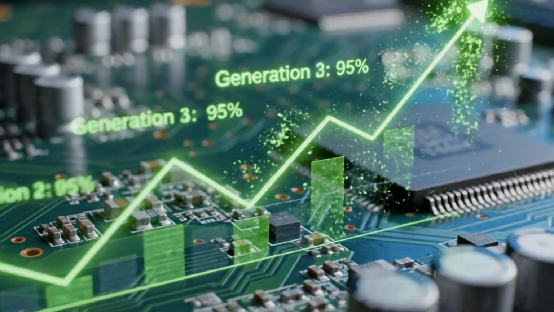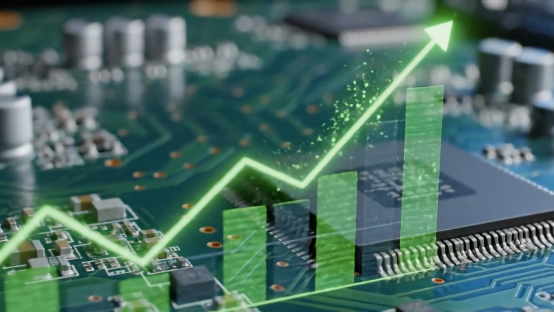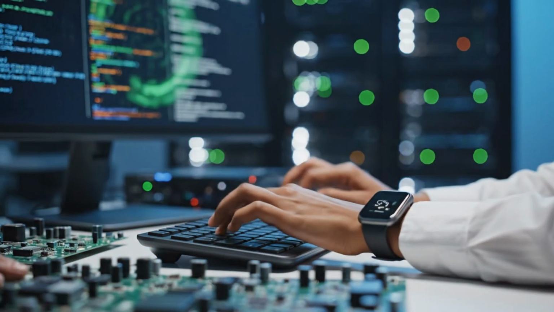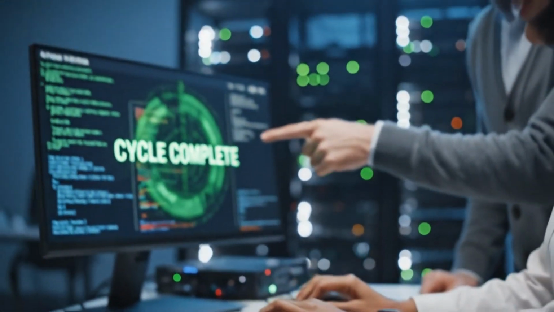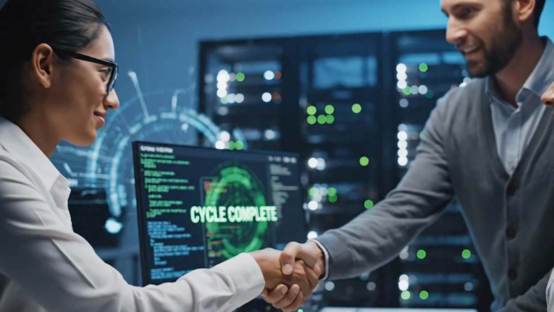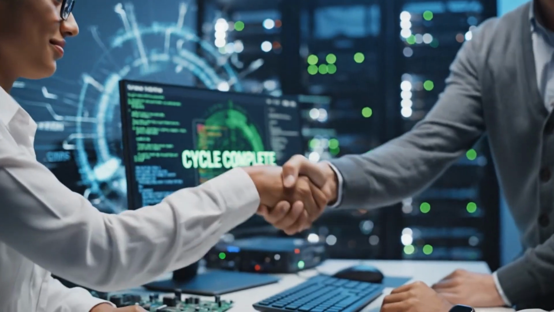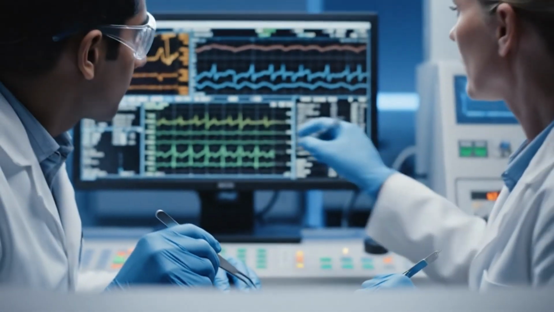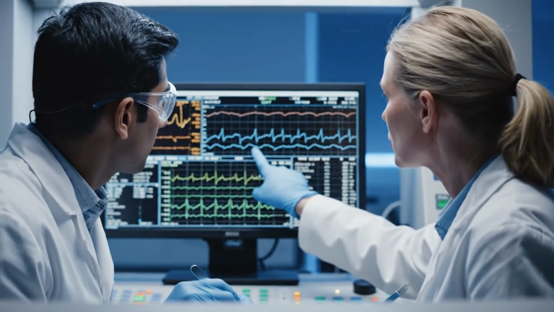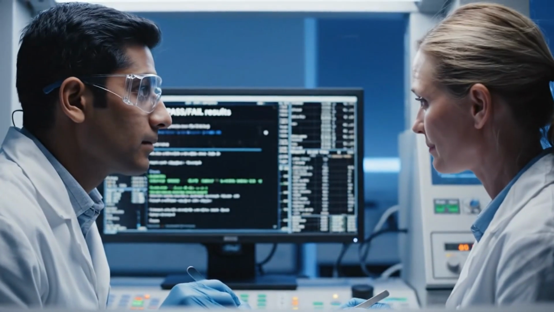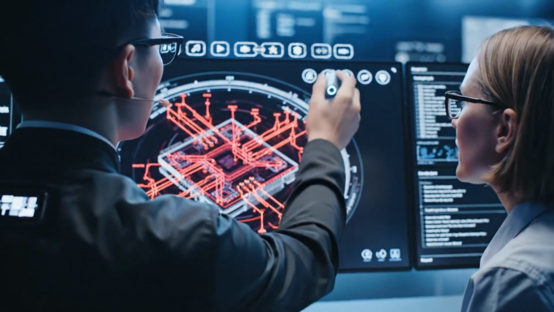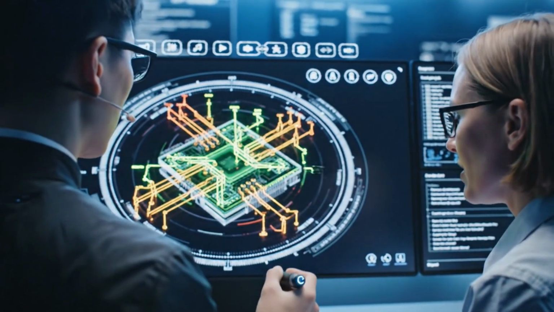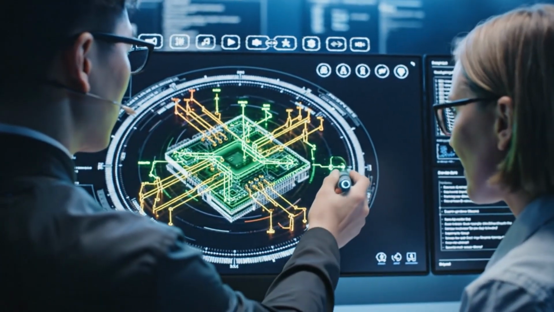Every deployment feeds back into the next generation. Telemetry data reveals real-world behavior. Power usage patterns expose optimization opportunities. Workload trends influence future architecture decisions. The cycle never ends. Design informs manufacturing. Manufacturing informs deployment. Deployment informs design. This is how progress compounds.